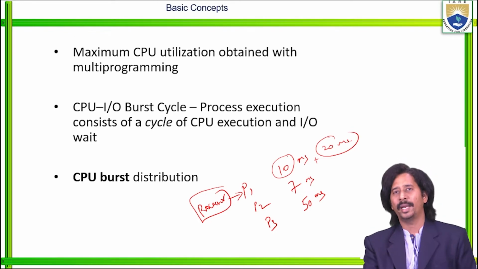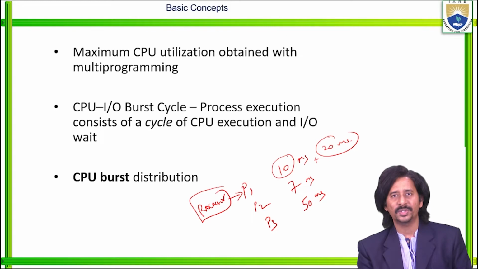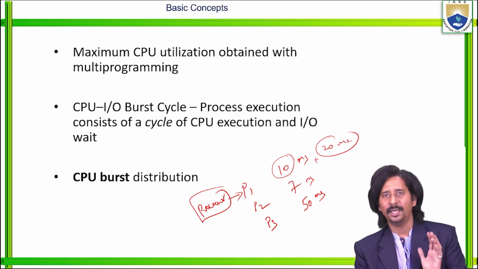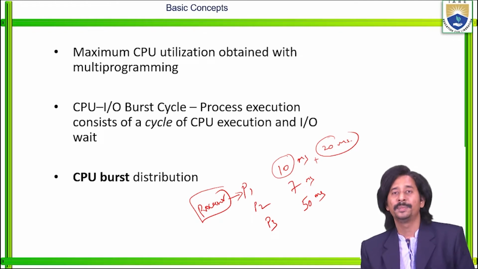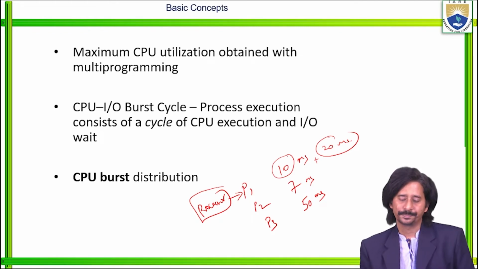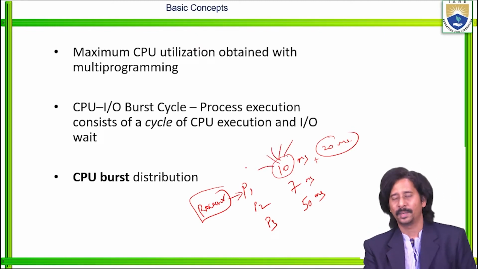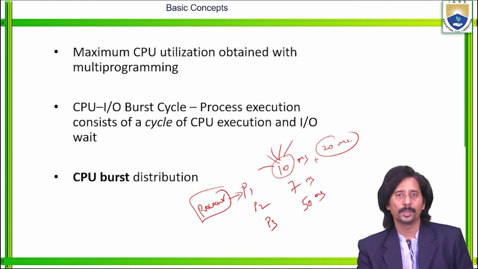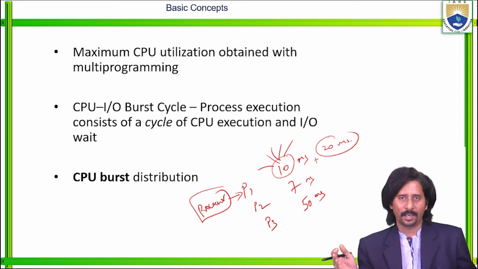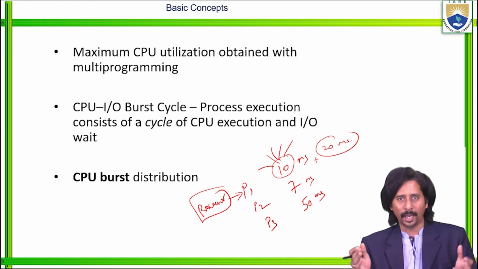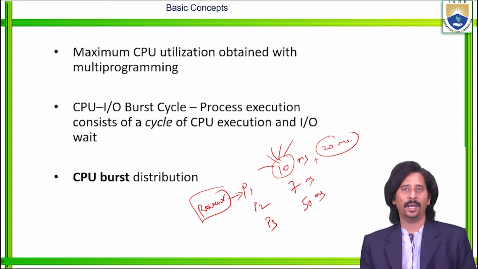So the CPU IO burst cycle represents the process execution, which consists of a cycle of CPU execution and input output wait. Then we can concentrate on the CPU burst distribution: how this 10 milliseconds is distributed. That depends upon algorithms like preemptive scheduling algorithms, right? This 10 milliseconds is divided, and in each individual time slice the processor can accept the process for execution.